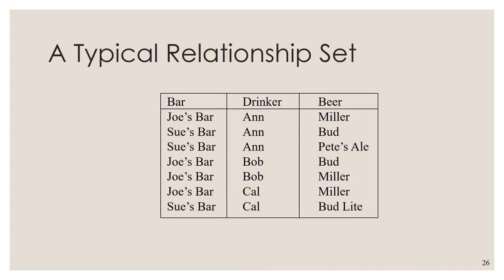So here's a typical relationship set where we have Joe's bar, and then we have Anne. Anne is a drinker. Anne likes to drink Miller at Joe's bar. Anne likes to drink Bud at Sue's bar. Anne likes to drink Pete's Ale at Sue's bar, and so on.